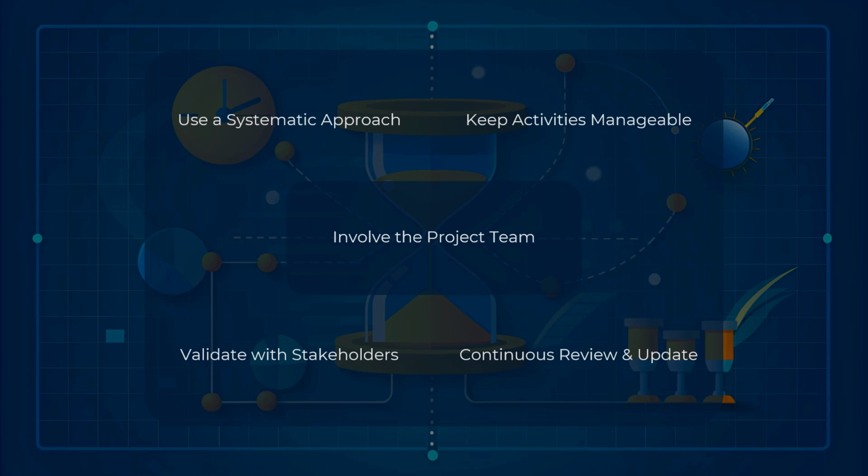In conclusion, following best practices for defining project activities, such as involving the project team, using a systematic approach, keeping activities manageable, validating with stakeholders, and continuously reviewing and updating, ensures that the project is well planned and executed smoothly. These practices help in creating a comprehensive and realistic activity list, leading to better project outcomes.